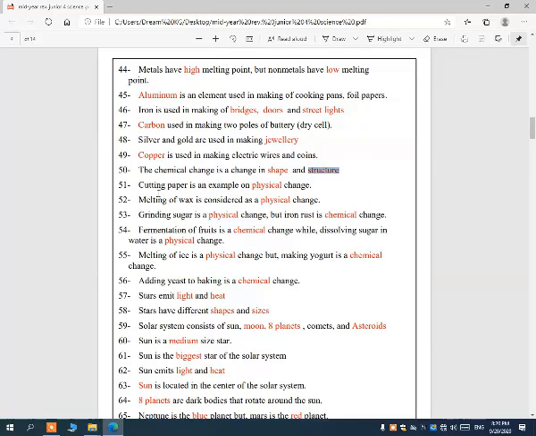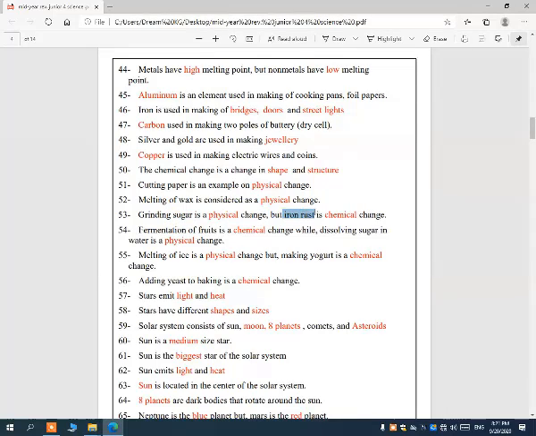51. Cutting the paper, an example of this change, it will be physical change. 52. Melting of wax. I said any melting will be physical, any burning will be chemical. So melting of wax is physical, I can return the wax again. 53. Grinding of sugar, physical change.